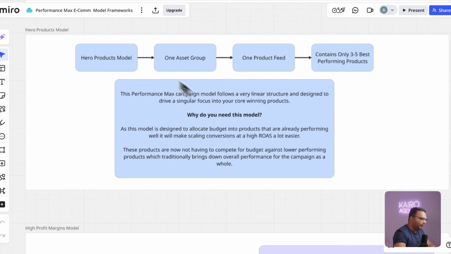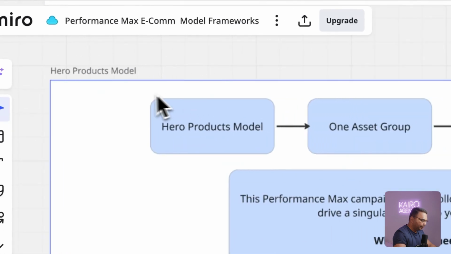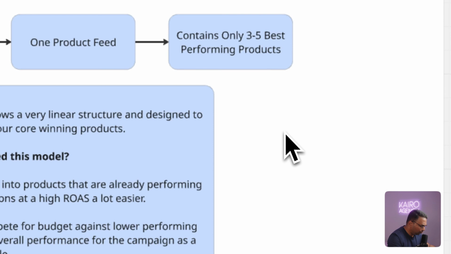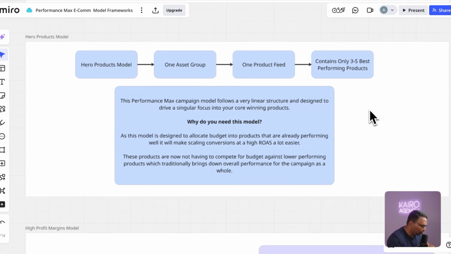One thing I want to mention with this model is that I find this works best when you run this as a PMax shopping feed only campaign. I personally don't have a video on this yet. I probably will make one at some point, but there are lots of videos out there that show you how to do that, so feel free to check those out. I don't like to include any ad copy, any image assets, video assets. I just run this as pretty much an advanced shopping campaign, which is all a PMax shopping feed only campaign is.